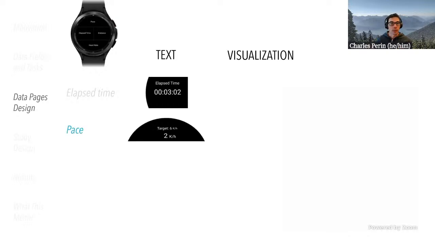For pace, text shows current and target pace, and visualization is a dual bar chart with a baseline centered at the target pace, which is a gray vertical line. There's a small rectangle that shows the current pace. If it's on the left, you're too slow. If it's on the right, you're too fast.